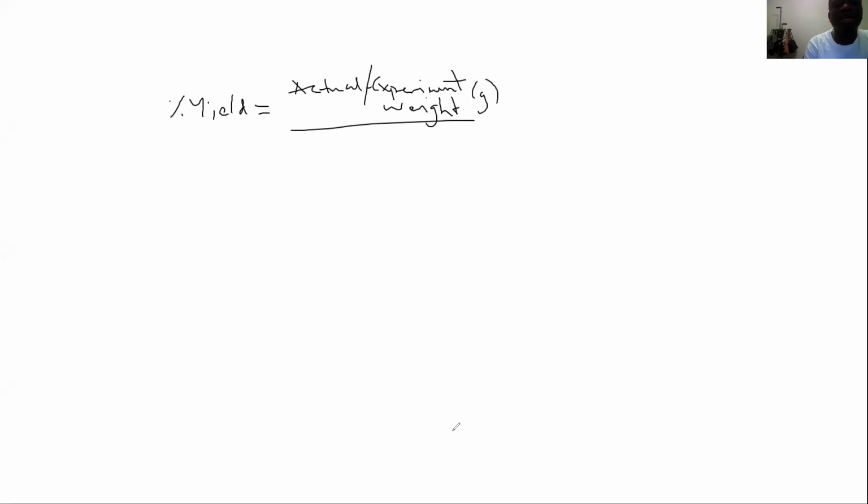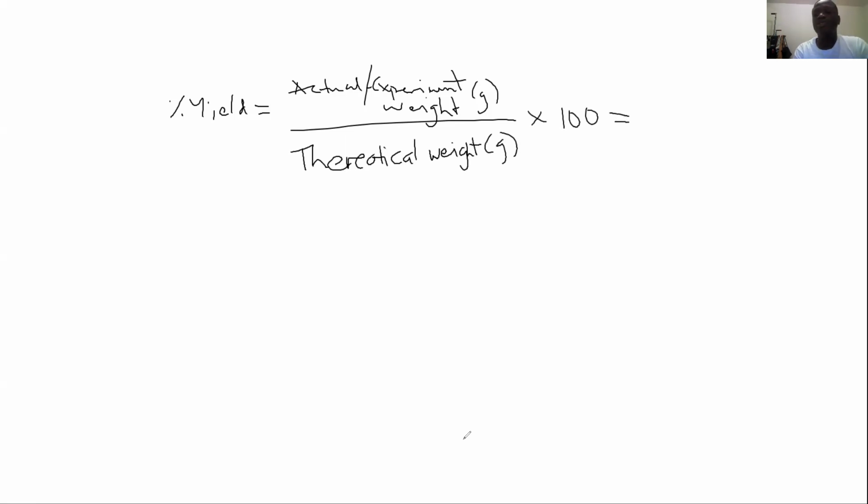So basically, you're looking at the actual amount of product you isolate from the experiment over the theoretical weight, also in grams. Basically, your theoretical weight assumes that you have 100% conversion of your starting material into product. So that's your percentage yield.